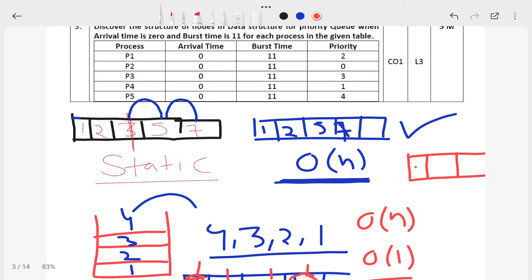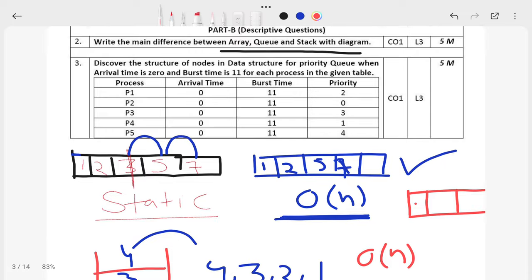First in, first out. Okay. So this is the main difference between array, queue and stack. I observe many people writing some absurd points during the exam. They are trying to fill the exam and fill the copy. So this is not a better way, because you are preparing for the placement.